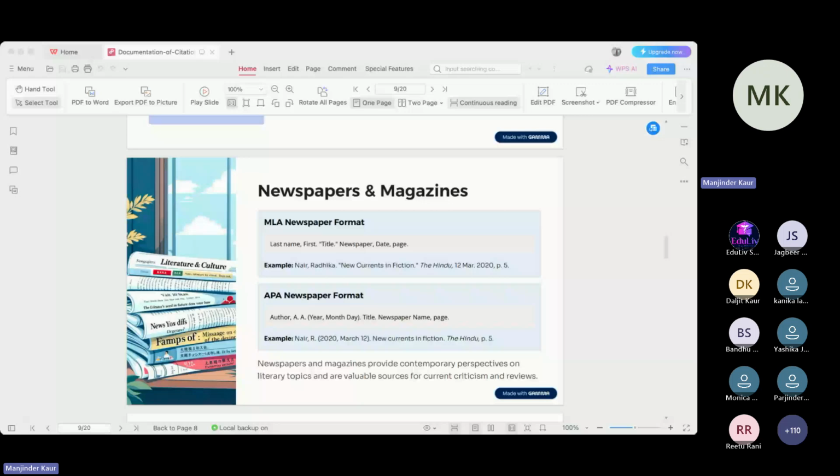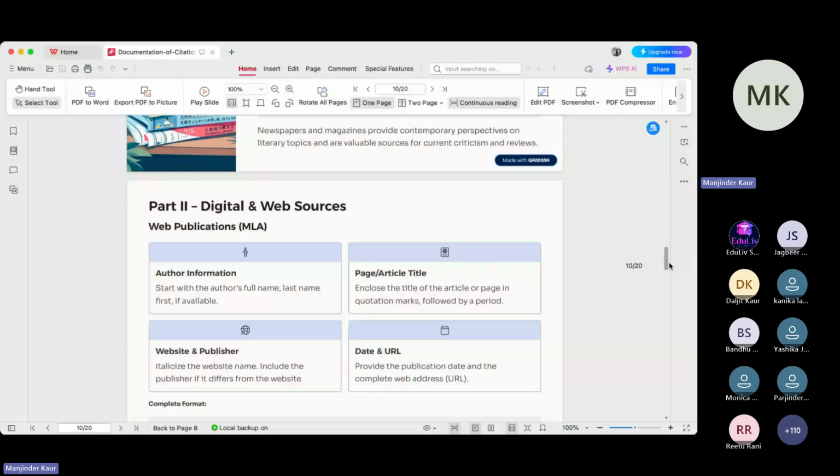You have to be very clear about it. Newspapers and magazines, they provide contemporary perspective on literary topics, right? How do we quote it? Both the styles I've already spoken to you. Coming next, digital and web sources.